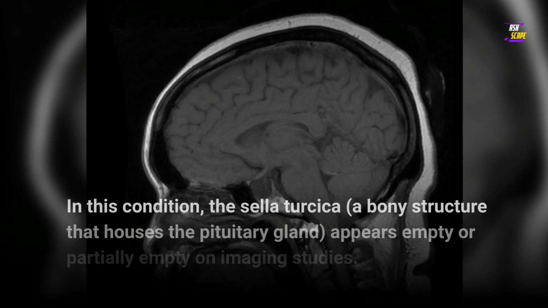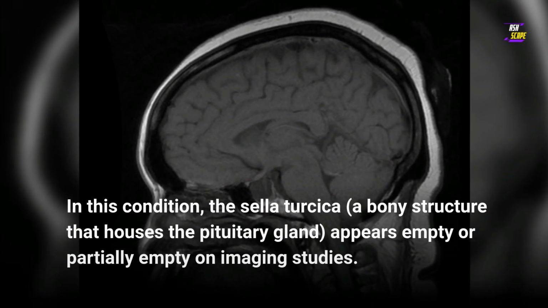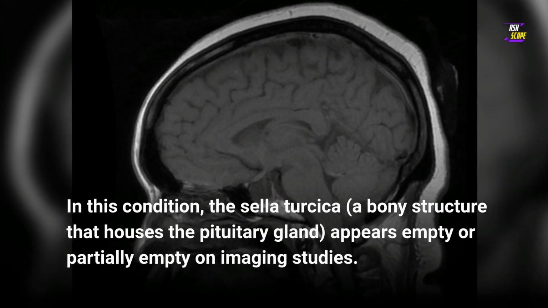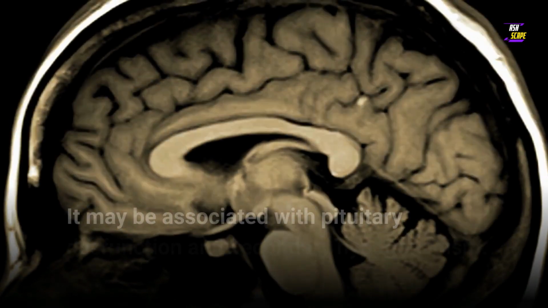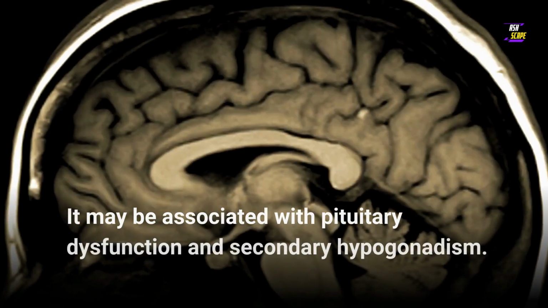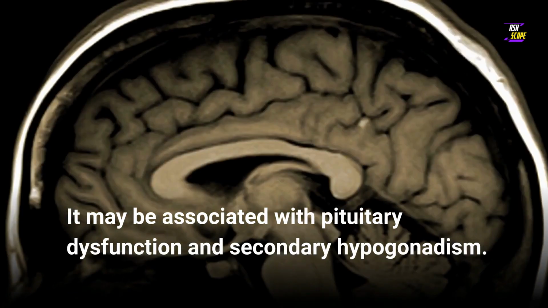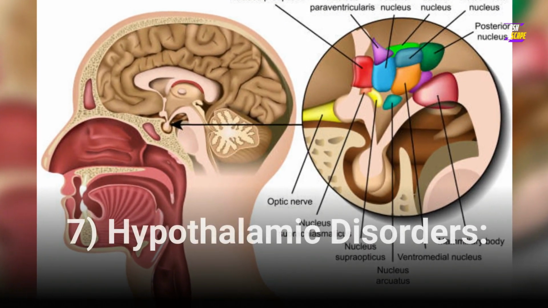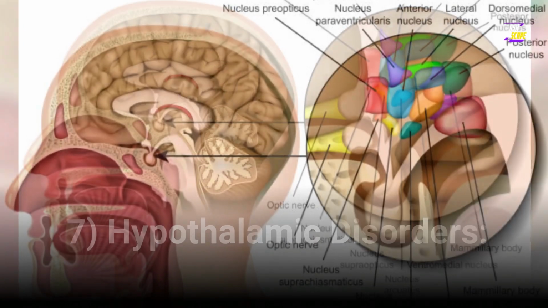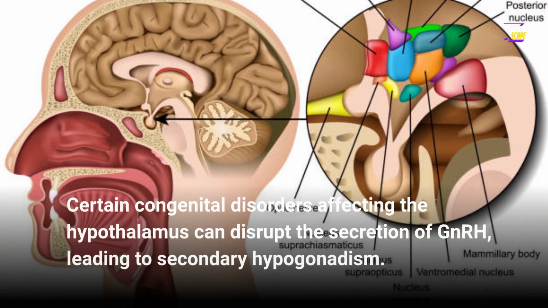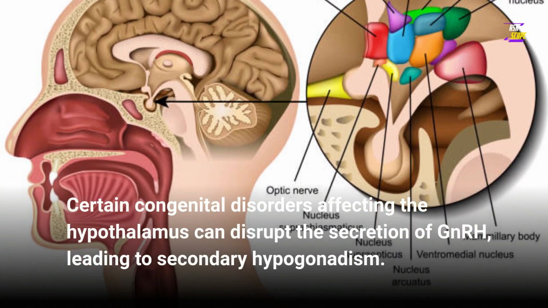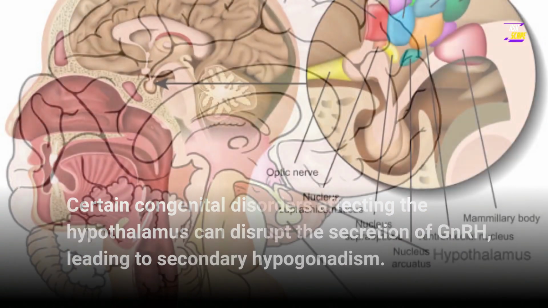6. Empty sella syndrome. In this condition, the sella turcica, a bony structure that houses the pituitary gland, appears empty or partially empty on imaging studies. It may be associated with pituitary dysfunction and secondary hypogonadism. 7. Hypothalamic disorders. Certain congenital disorders affecting the hypothalamus can disrupt the secretion of GnRH, leading to secondary hypogonadism.